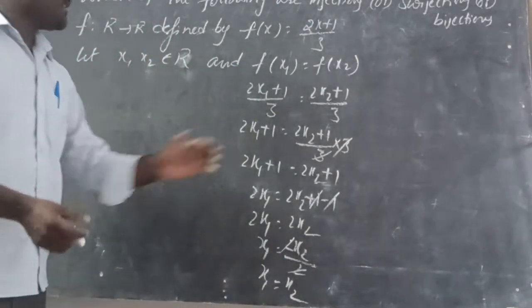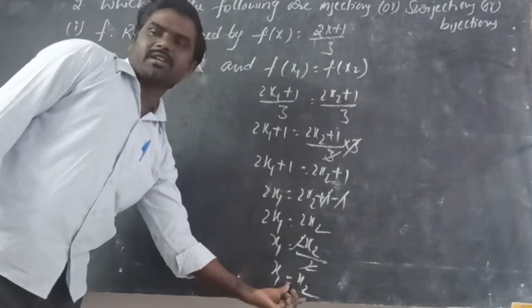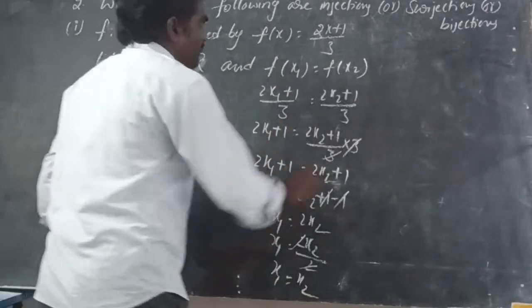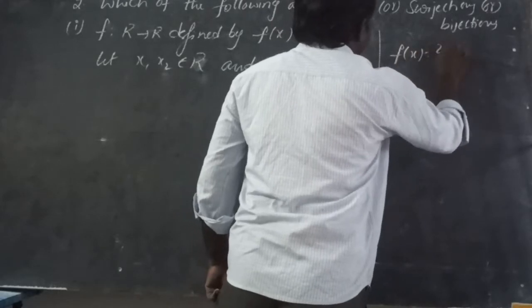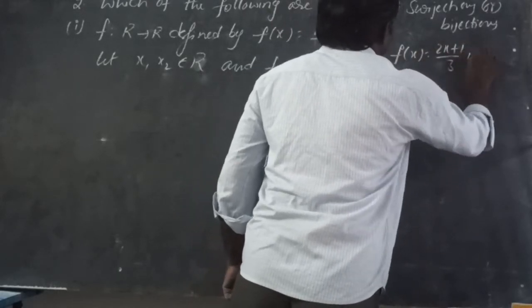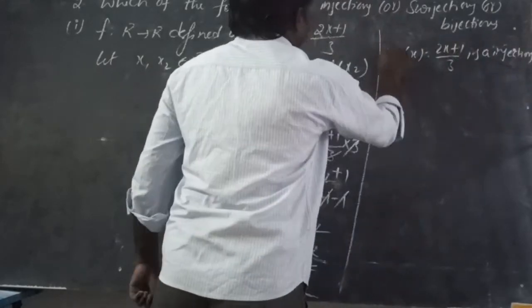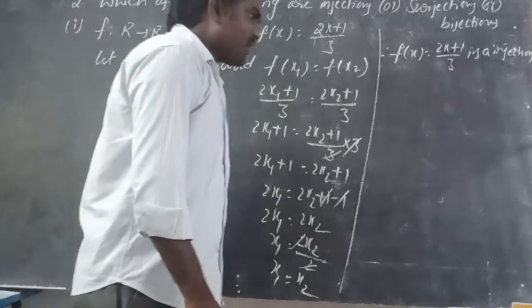Okay, the images are equal, then the elements are also equal. So therefore the function f of x equals (2x plus 1) by 3 is an injection function. Next, prove that it is a surjection function. How can you prove a surjection function?